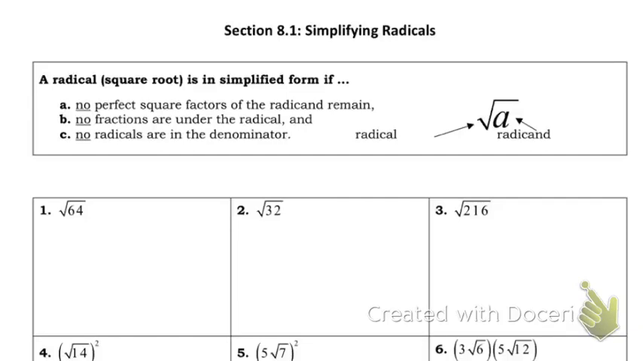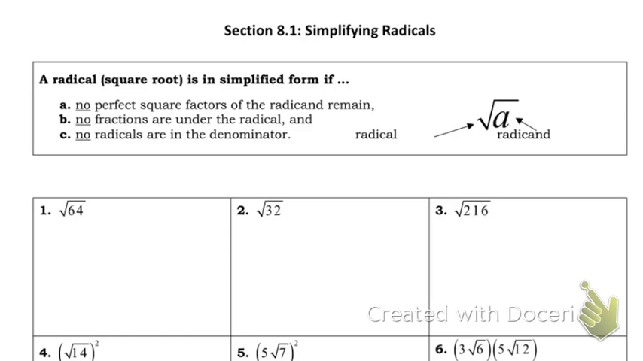About it. So a radical, or we call it a square root, is in simplified form if no perfect square factors of the radicand remain, no fractions are under the radical, and no radicals are in the denominator. So let's quickly talk about perfect squares, because it says no perfect square can actually be underneath the square root bar.